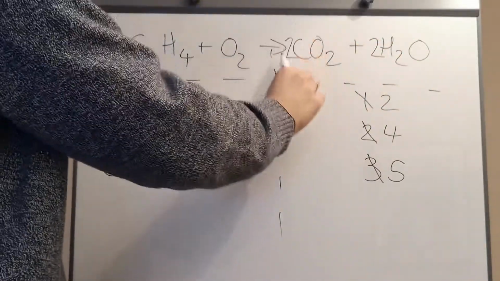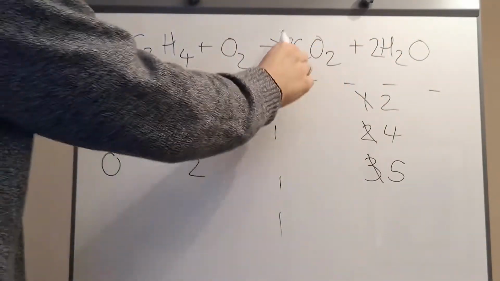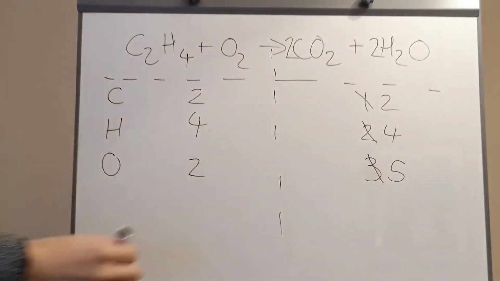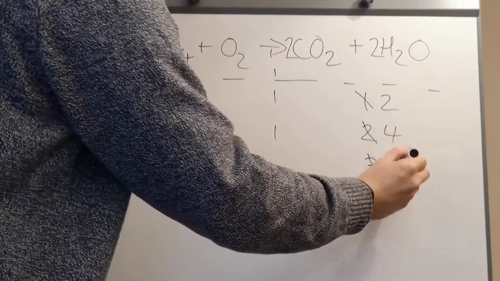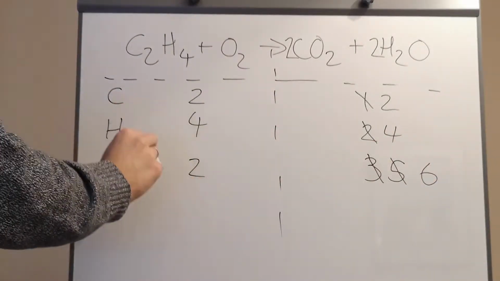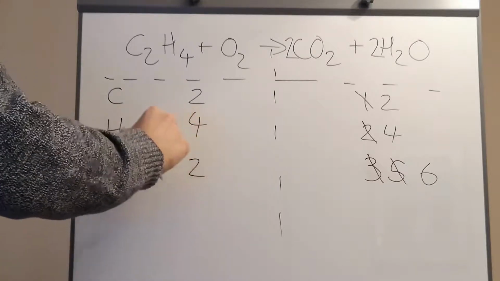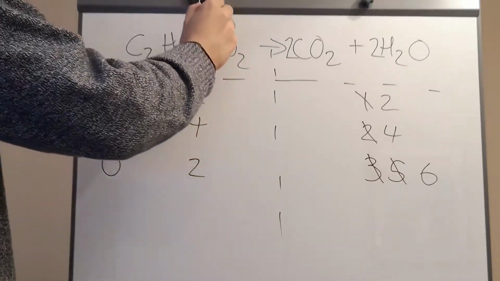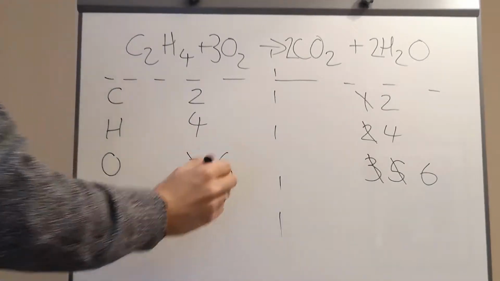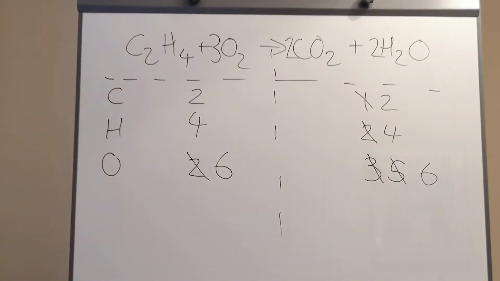So in total I have 2 lots of 2 from carbon dioxide, 2 times 2 is 4, but I also have another 2 from water. So in total the amount of oxygens I have is 6. On the left hand side I only have 2 oxygen atoms. So if I times my O2 by 3, I end up with 6 oxygen atoms. This equation is now balanced.